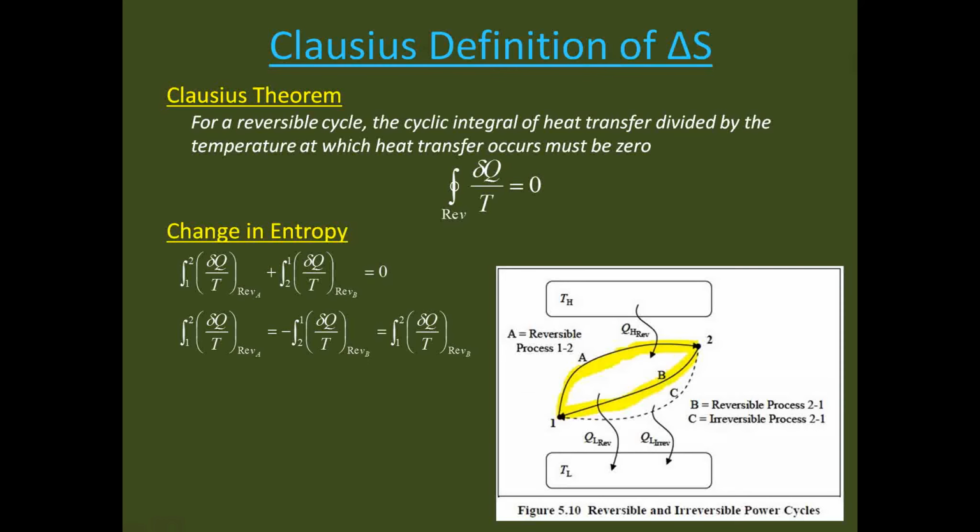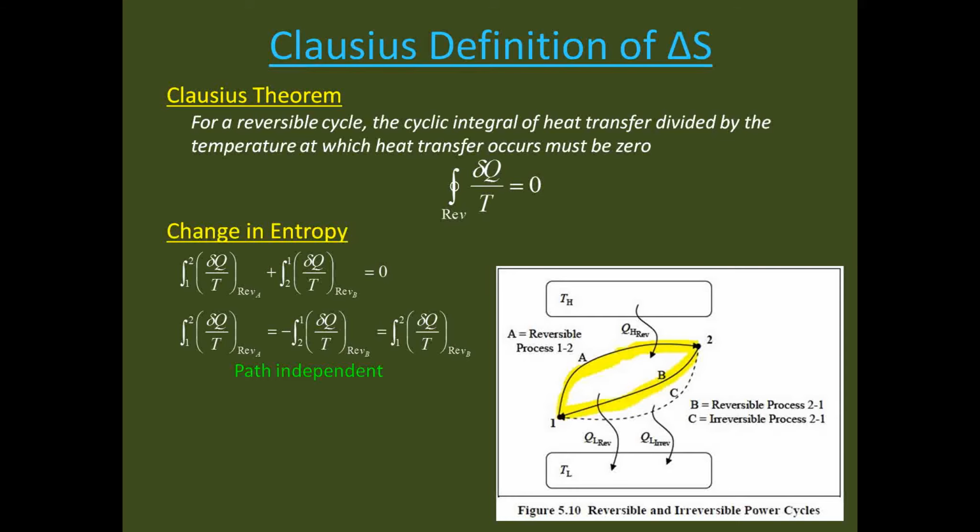So let's move one of these terms to the right side, and we get a negative term. To get rid of this negative term, we're just going to flip the integral. If from 2 to 1 we switch it to from 1 to 2, then all we've done is multiply by negative 1, and so that negative goes away. Well, now what you see is from 1 to 2, whether we go along path A or path B, it's the same. Well, if it's path independent, remember that's one of our definitions of a property.